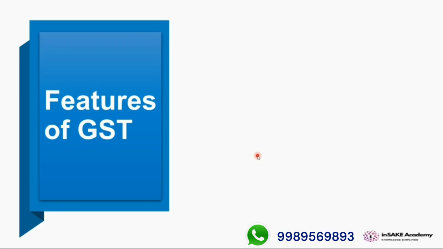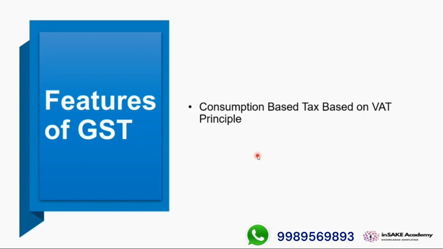Next, the features of the GST. The first feature of the GST is that it is a consumption-based tax based on the VAT principle. Consumption-based tax means tax will be payable in the state in which the goods or services or both are finally consumed. Take an example: exports are not taxable because the place of consumption is outside India. Similarly, imports are taxable because the place of consumption is in India.